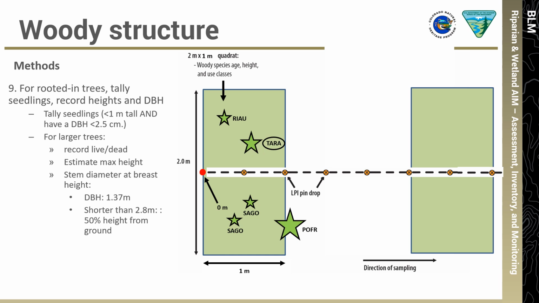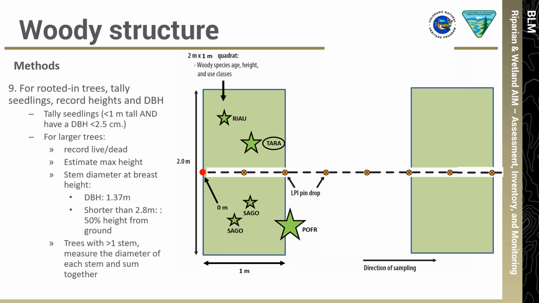Last, for each larger tree, measure the stem diameter at breast height, which is the diameter at 1.37 meters or 4.5 feet, or for shorter trees, the diameter at 50% of the height, whichever is lower. Use a diameter tape for a precise measurement or estimate to the nearest centimeter using an AIM monitoring tool or other measuring device. Record the measurement in centimeters. If the diameter is less than 1 centimeter, record as 0.5 centimeter.